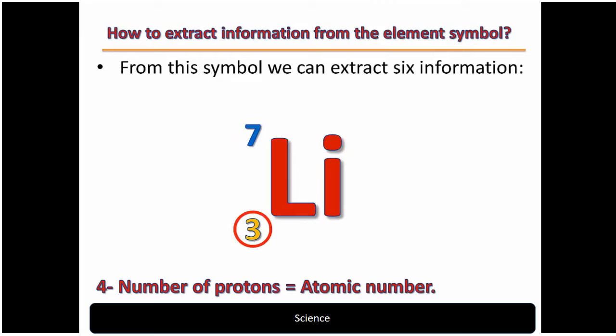The fourth piece of information is that the number of protons is equal to the atomic number. The fifth one is that the number of electrons is also equal to the atomic number. To get the number of neutrons, we find the difference between the mass number and atomic number. This is the sixth and last piece of information.